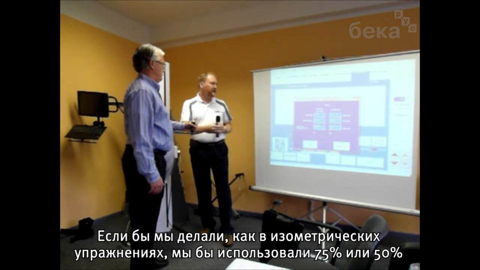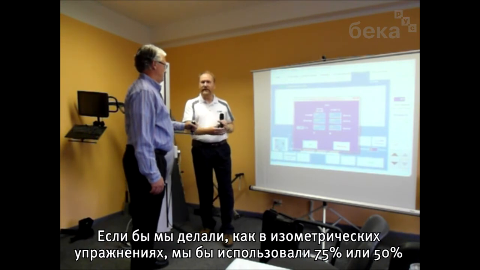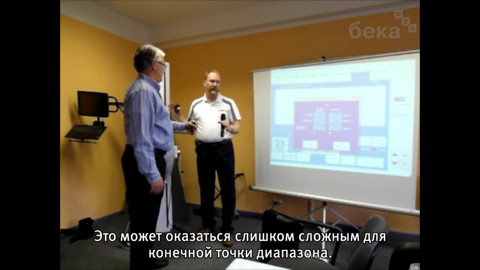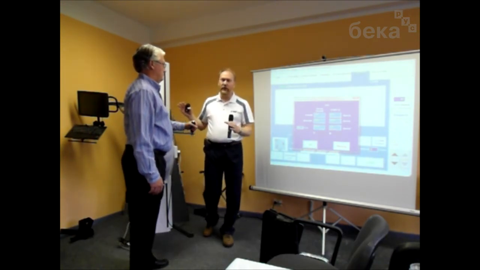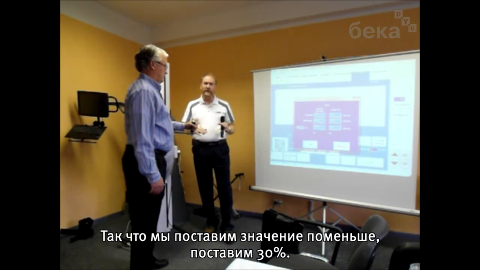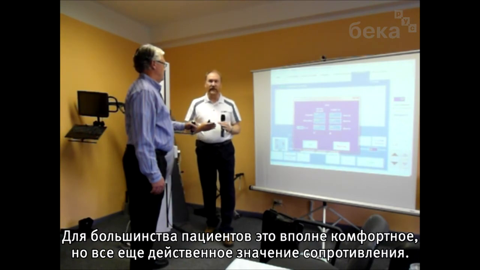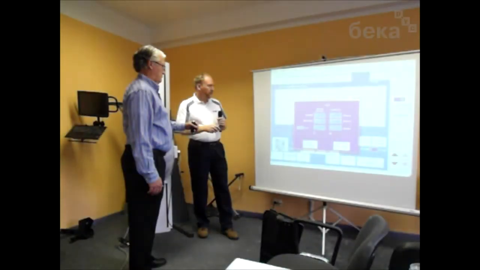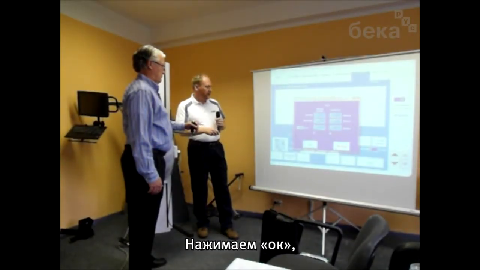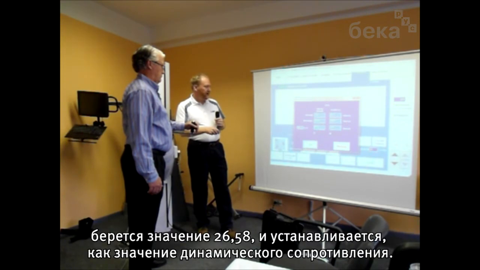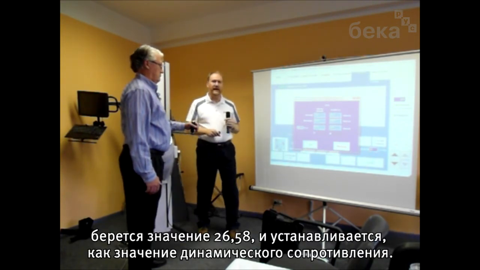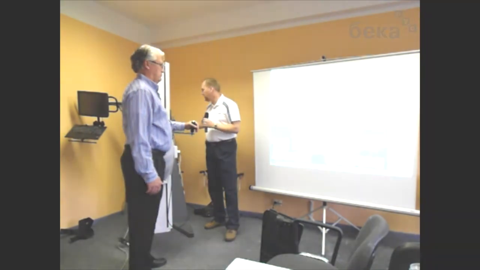If we did an isometric where we take 75 or 50%, that might be too challenging for the endpoints of his range. So we're going to go a little bit lower, to the 30% level, which for most patients is going to be a comfortable but challenging resistance level. So we're going to hit OK. It'll take that 26.58 and set it then as our dynamic resistance for this exercise.